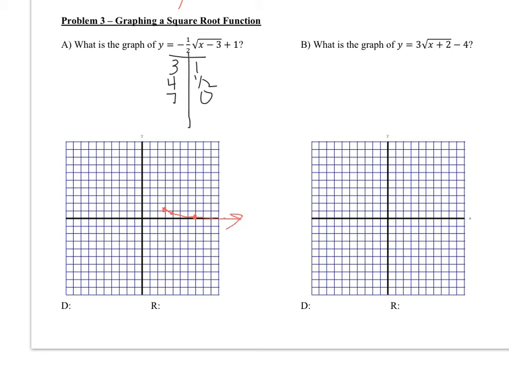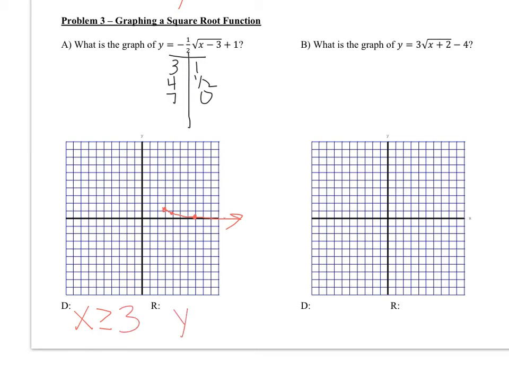As you can see, because of the 1/2, it shrinks. Because of the negative, it flipped. So my domain here is going to be x. When I look at my x values, this is the smallest x gets, and it goes on forever. So x is going to be greater than or equal to 3.